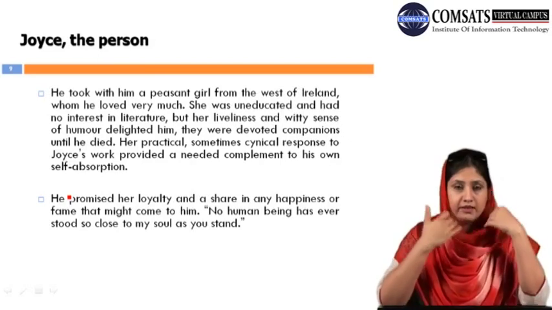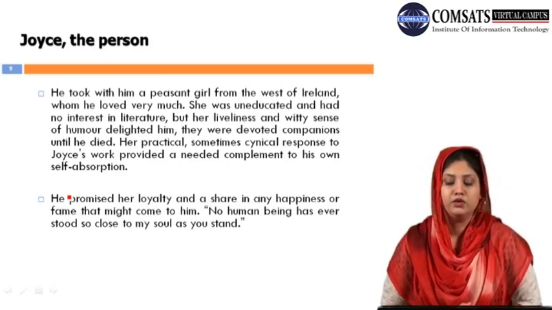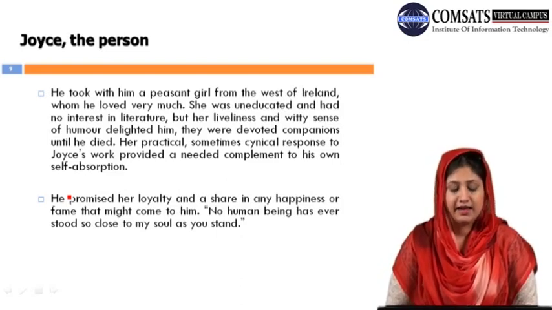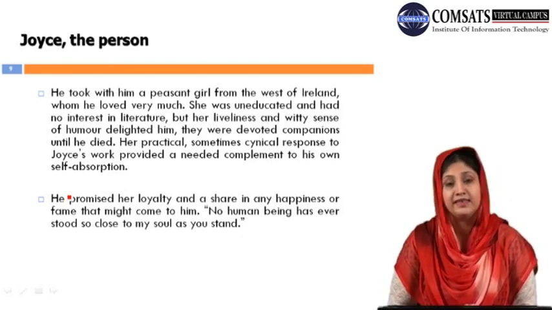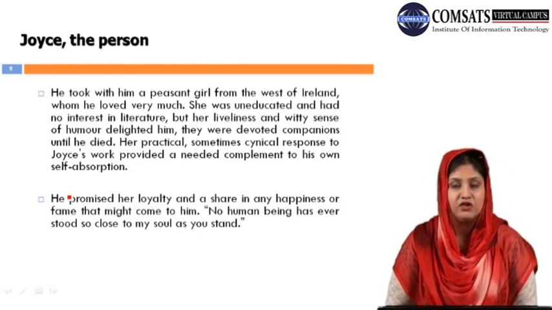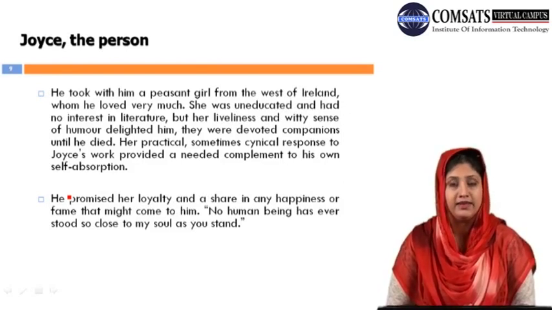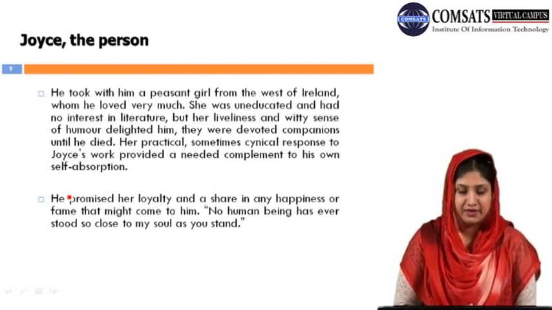Now, how do we find Joyce as a person? He took with him a peasant girl from the west of Ireland whom he loved very much. She was uneducated and had no interest in literature, but her liveliness and witty sense of humor delighted Joyce. They were devoted companions until he died. So we find Joyce having a wonderful companionship, and it's wonderful to the extent that he loved living his entire life with the peasant girl who had no interest in literature and was uneducated.